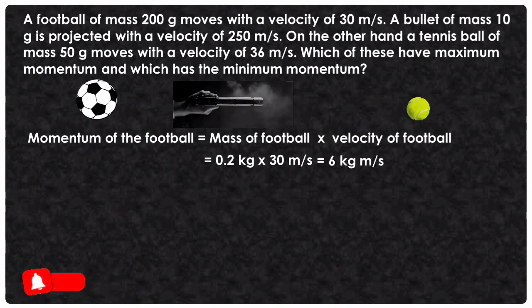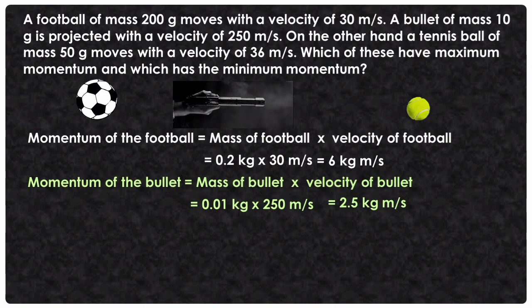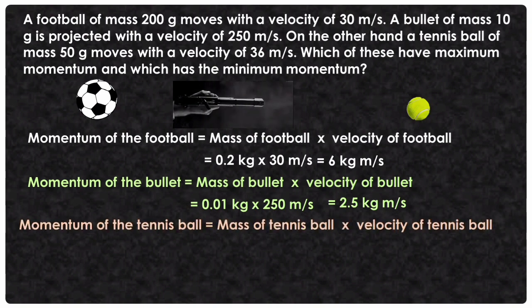Similarly, calculate the momentum of the bullet and the momentum of the tennis ball. So momentum of the bullet will be mass of the bullet into velocity of the bullet, and momentum of the tennis ball will be mass of the tennis ball into velocity of the tennis ball. So find out and check whether your answer is correct.